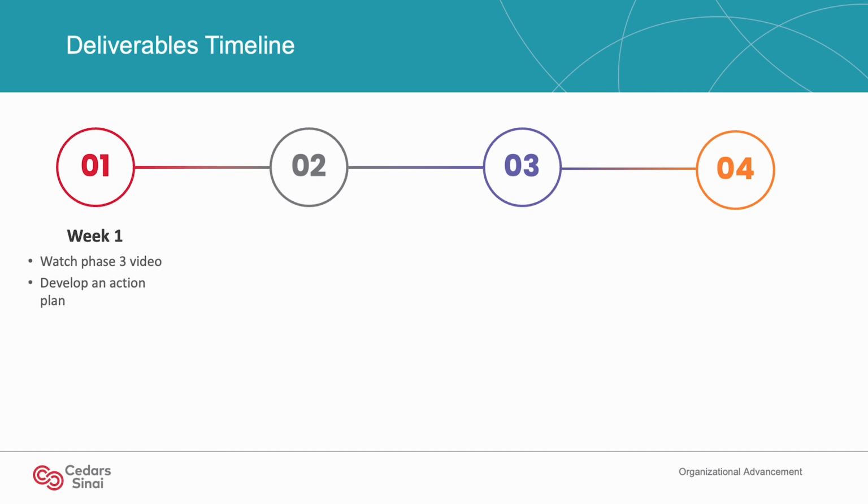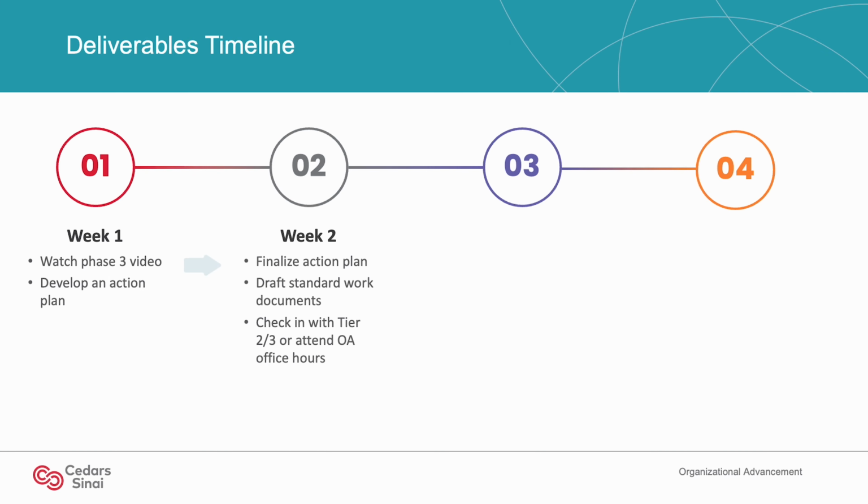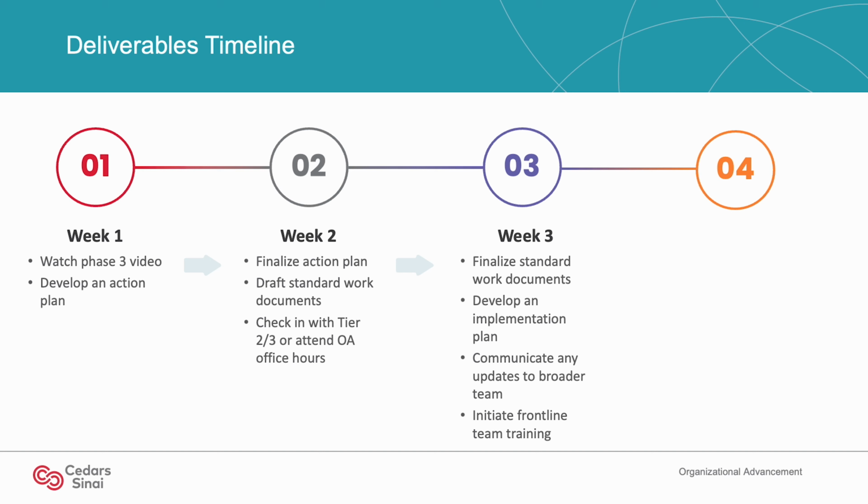During Week 1, the team should watch the Phase 3 video and then start working on developing an action plan. During Week 2, the team should finalize the action plan, start drafting the standard work documents, and lastly, check in with tier leaders or attend OA office hours. In Week 3, the team should complete putting together the standard work documents and then start developing an implementation plan. From there, communicate any updates to the broader team and initiate any frontline training on new standard work.